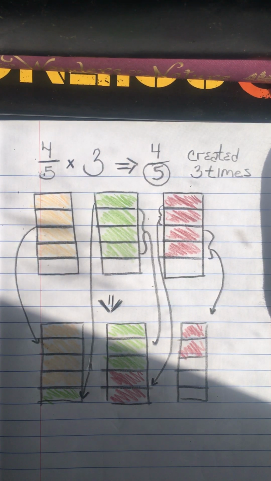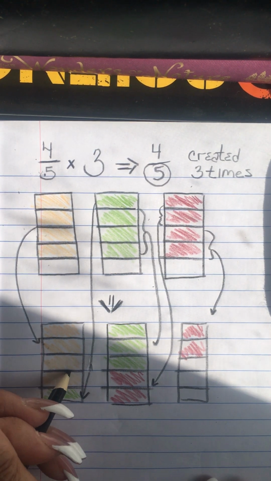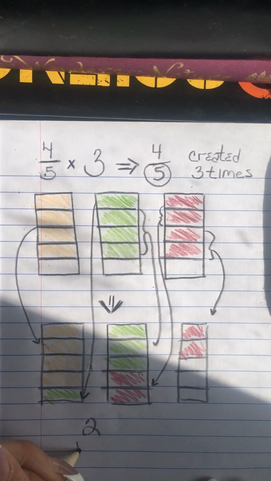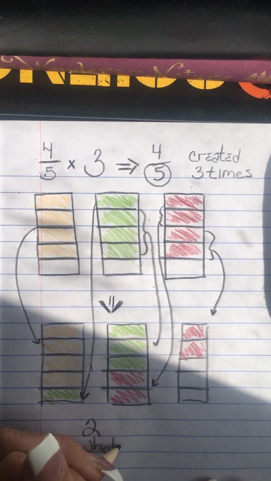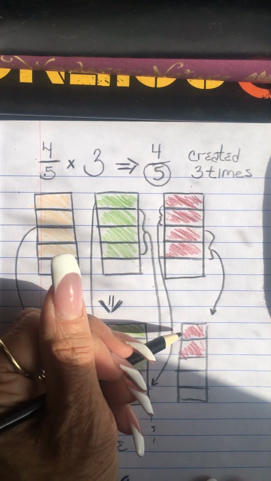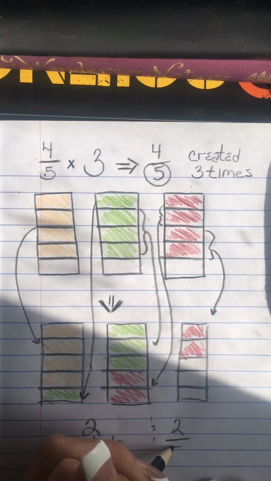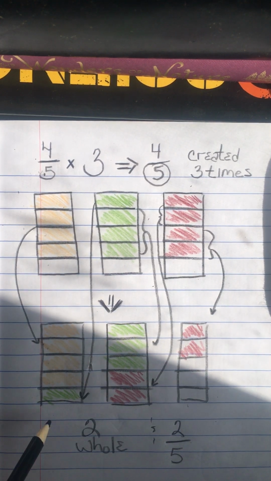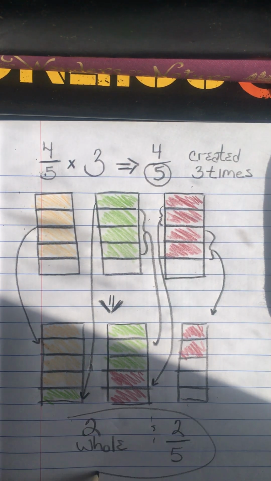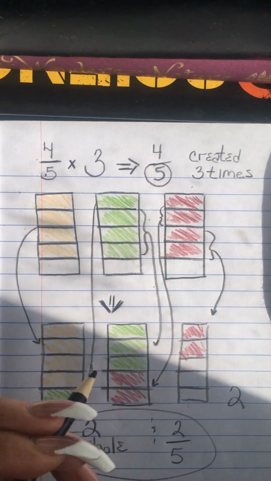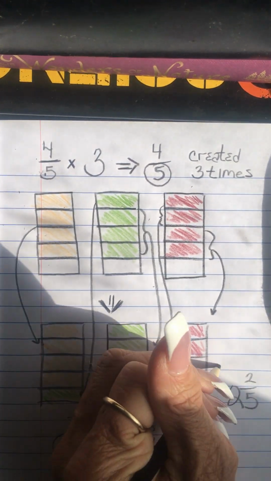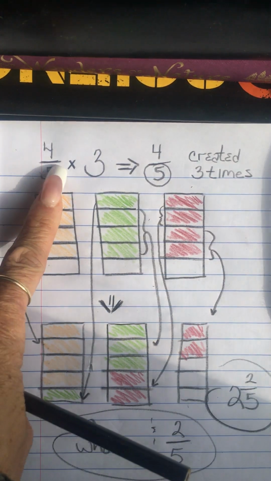And so now I have completely brought down my shaded units into my boxes at the bottom to identify my product or my answer, and I'm going to determine what I've got. I've got 1, 2 whole units, and 2 of the 5 are shaded in the third one. So my answer is 2 and 2/5 as my answer for 4/5 times 3.